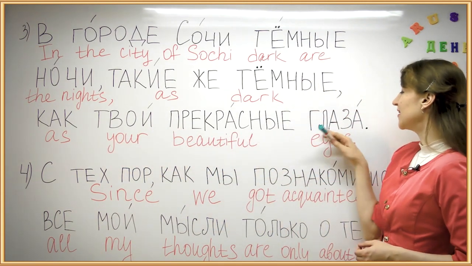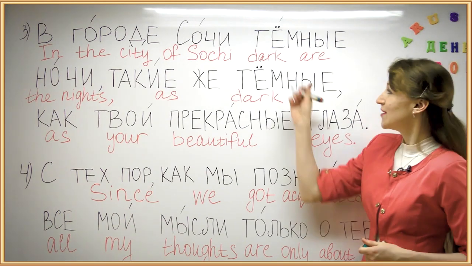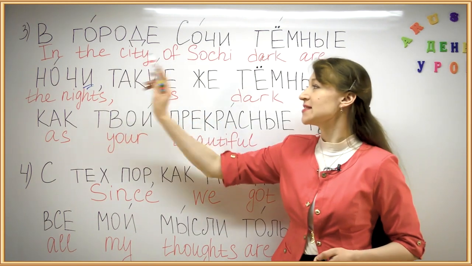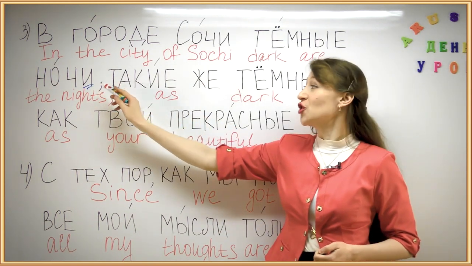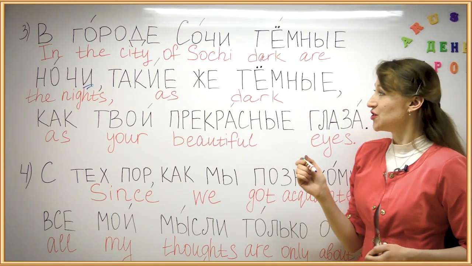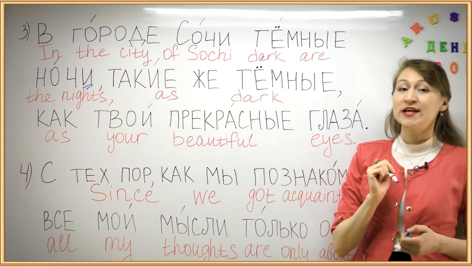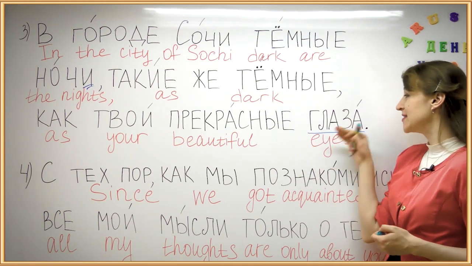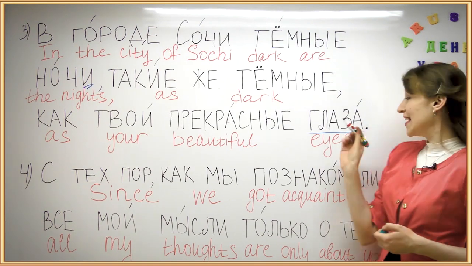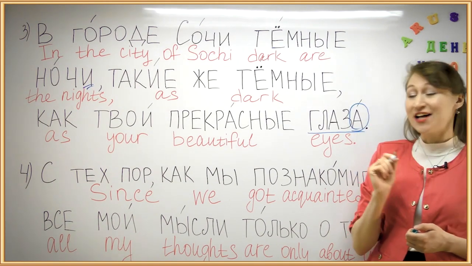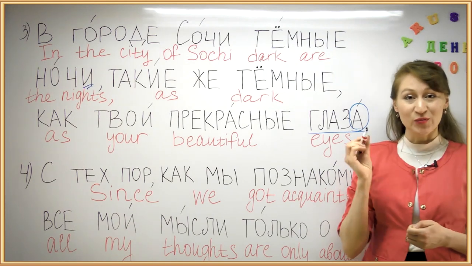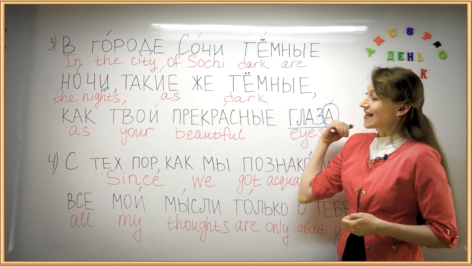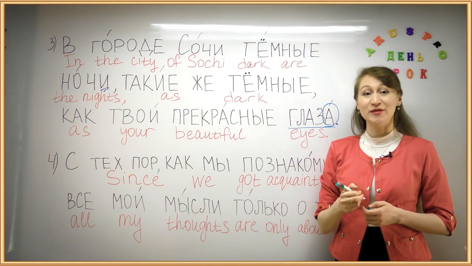прекрасные глаза. So, here we have the noun ночи, nights, which is plural of ночь, the feminine noun ночь. Actually, in this sentence, we have another noun in the plural form. It's eyes, глаза, but here you have the unusual ending. I will tell you more about these endings, these exceptions, later in this video. And now, moving on to phrase number two.